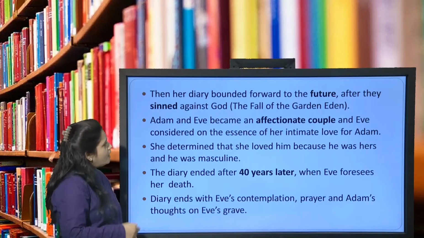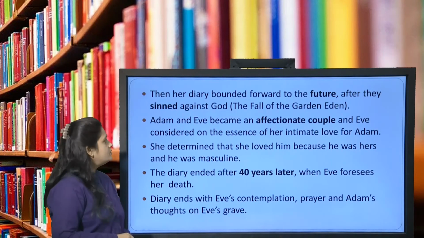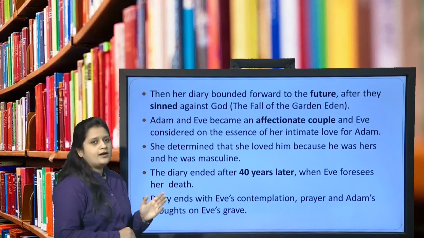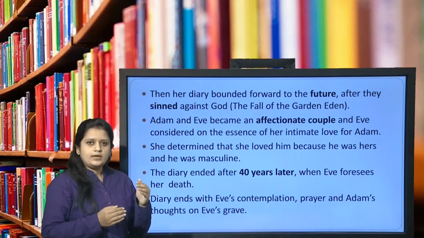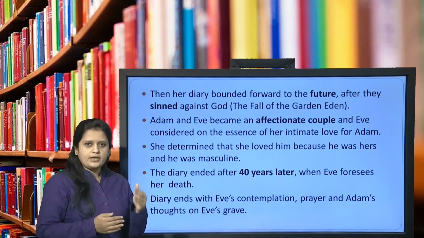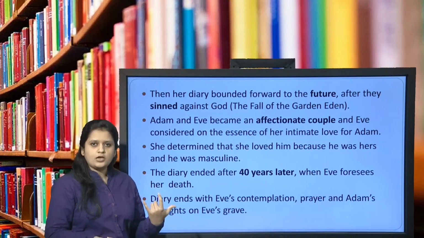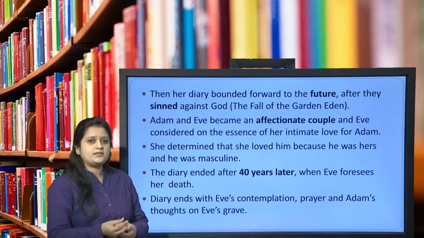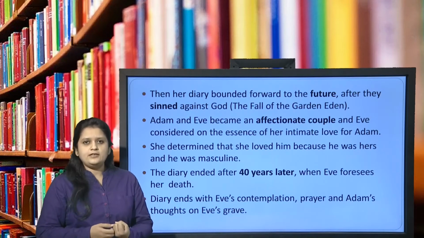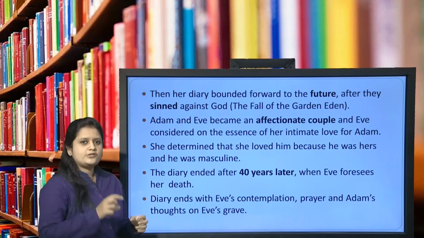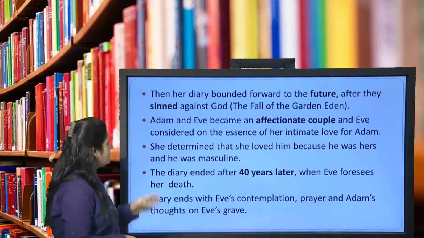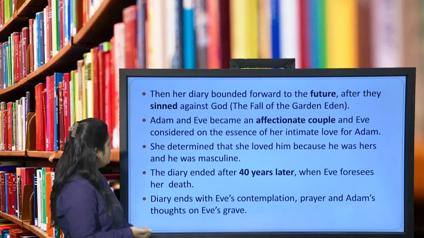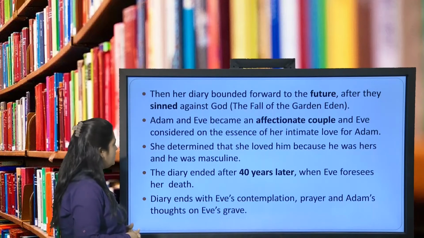Then her diary bounded forward to the future after they sinned against God, that is the fall of the Garden of Eden. Now, in the short story that we are talking about, the exact account of how Satan tempts Eve to eat the fruit is not much explained upon, but then the diary suddenly jumps to the fall from the Garden of Eden.